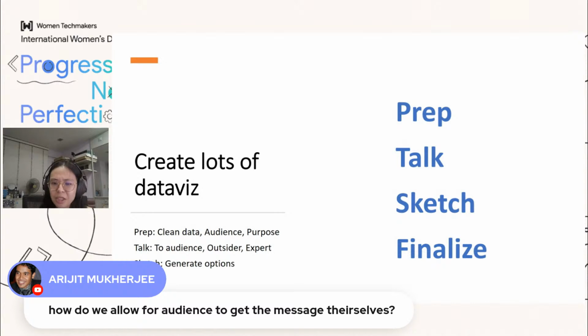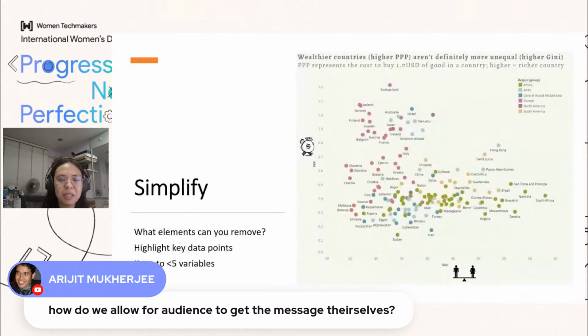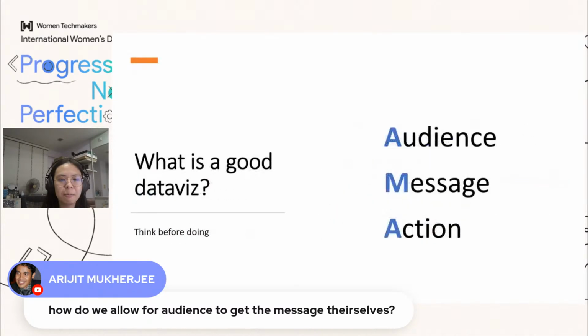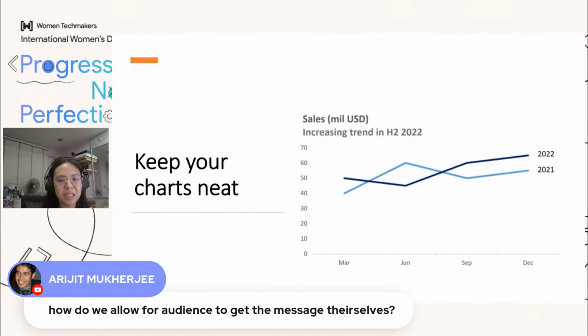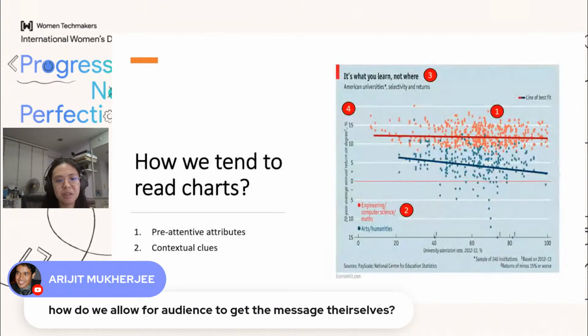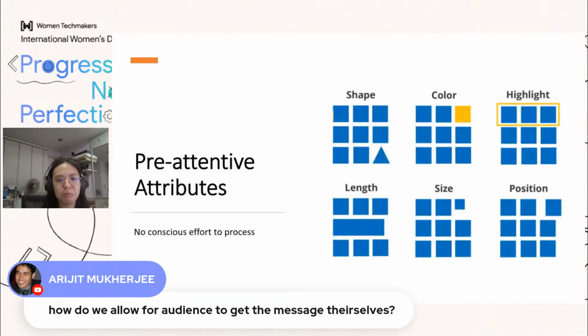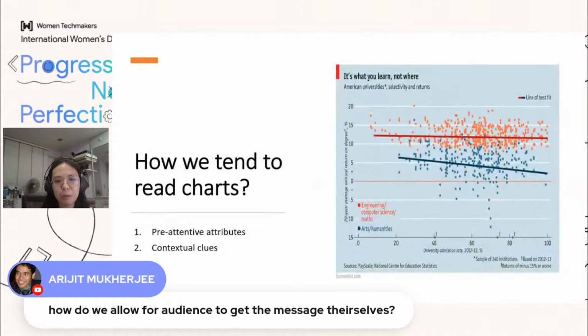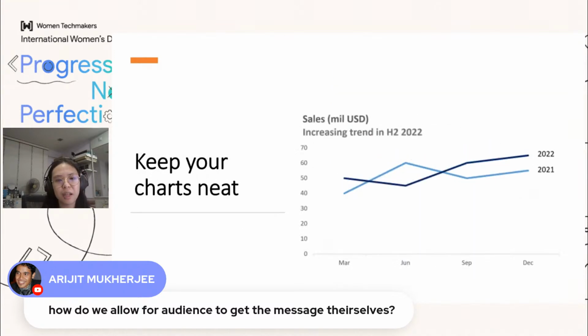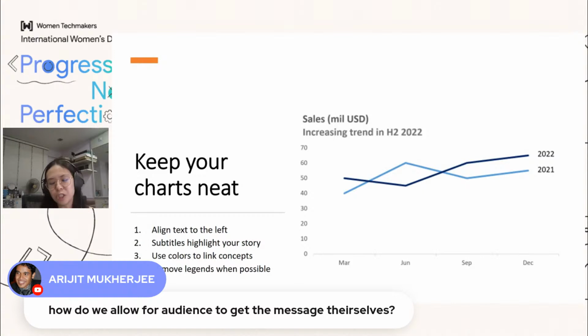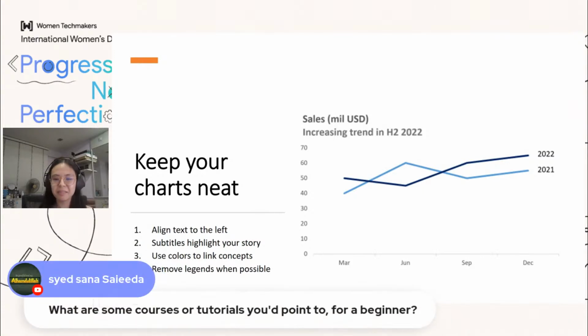So how do we communicate the messages more strongly? I think that goes to my first point, which is the psychology. You want to know what appeals to people. All of these are good practices. Think of these when you come up with pre-attentive attributes. Think of how we read charts. Think of all these little things to keep your charts neater, and that can help in your overall storytelling.